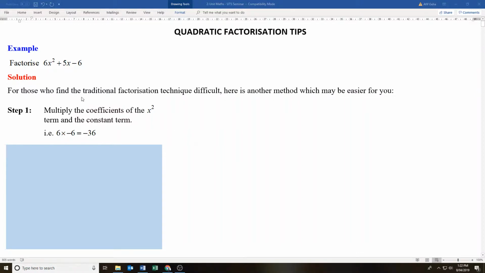Step 1, multiply the coefficient of x squared and the constant term together. So the coefficient of x squared being 6 and the constant term being minus 6. 6 times minus 6 is minus 36.